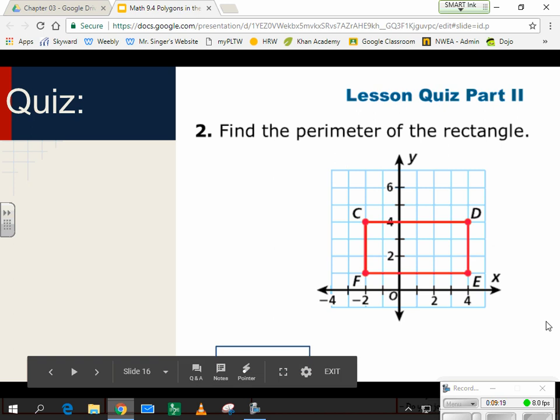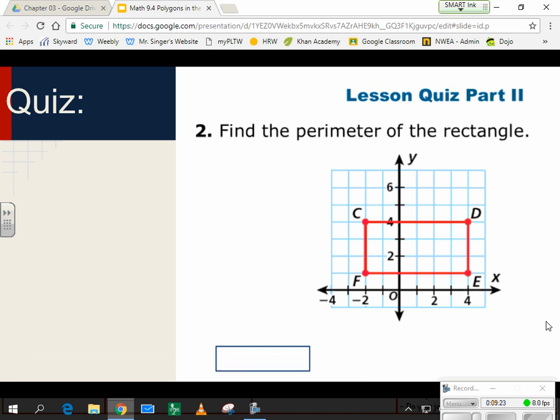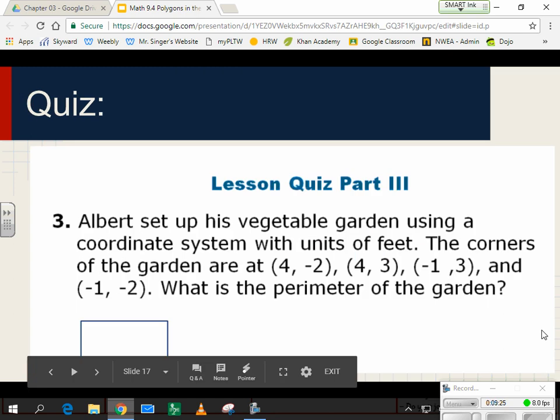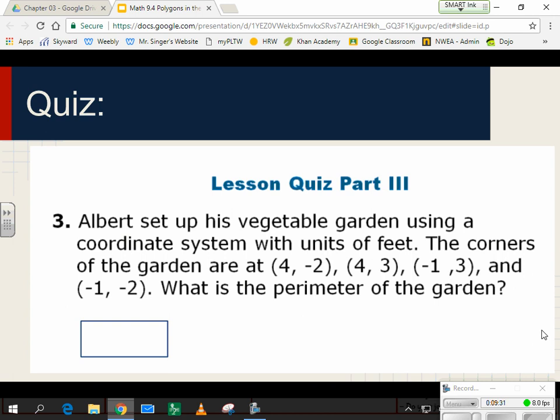Number 2, you have to find the perimeter of this rectangle. And number 3, Albert set up a vegetable garden using a coordinate system. I want you to be able to tell me what the perimeter of the garden is.